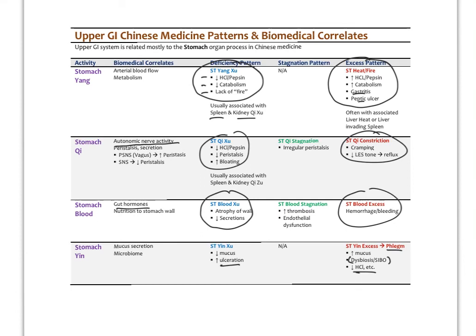All right, so those are the basic patterns of the upper GI disorder. We'll look at lower GI coming up, but next we'll jump into specific upper GI pathologies.